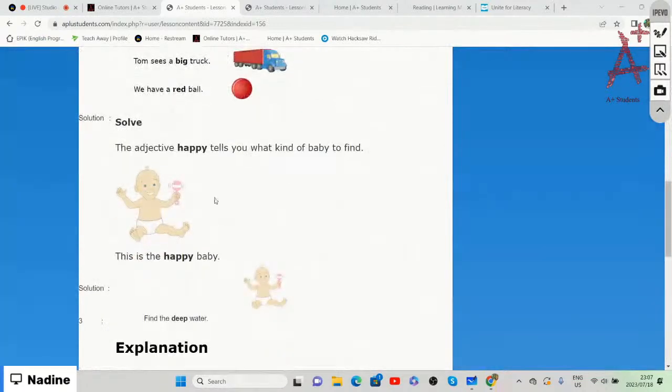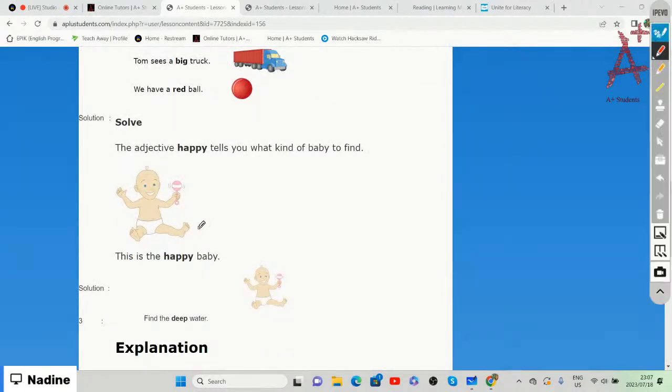All right, if we look at the picture in front of us, about the baby. This is a happy baby. We can also see by the baby's smile that the baby is being jolly, playing with his or her toy. So basically, it says that this is a happy baby. Happy is the adjective that describes or tells us about the baby. So the question is, what kind of baby? And then we can say this is a happy baby.